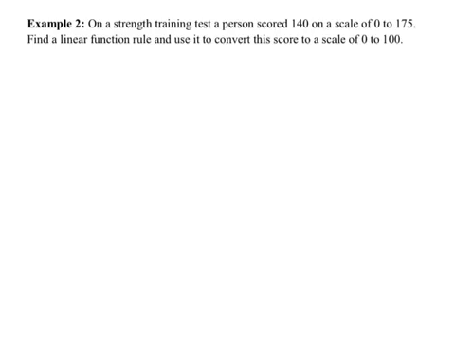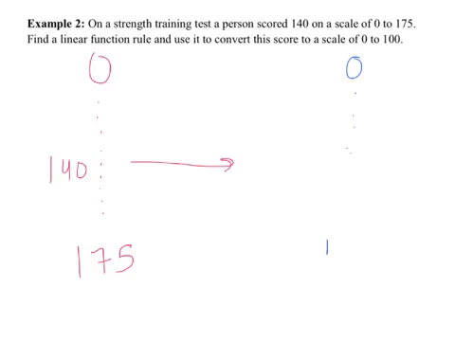Example 2. On a strength training test, a person scored a 140 on a scale of 0 to 175. Find the linear function rule and use it to convert this score to a scale of 0 to 100. So it's like you're taking a test, right? And the max score is 175 and the min score is 0, and there's any range in between. And you scored a 140 on this test. Well, we want to convert this 140 into a score out of 100. So now we're looking at a new scale that's out of 100 like this.